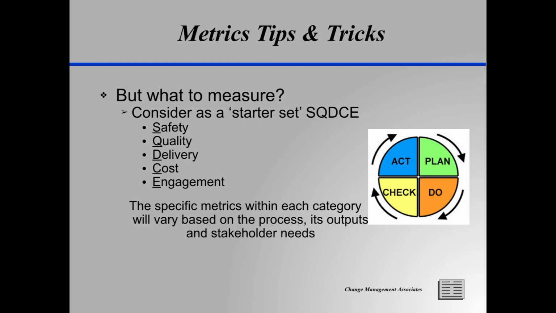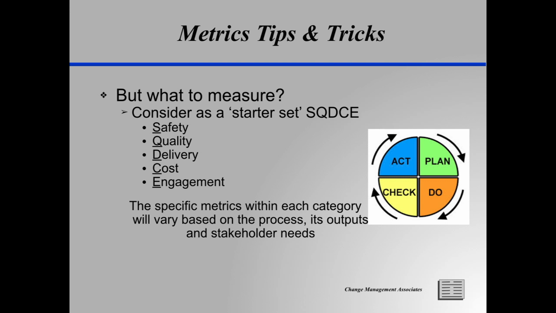But what to measure? Consider this acronym as a starter set, SQDCE. S is for safety, Q for quality, D for delivery, C for cost, and E for engagement. Organizations in many industries have been using SQDC as a framework for process measurement for decades now. The fifth element, engagement, has been more recently added.